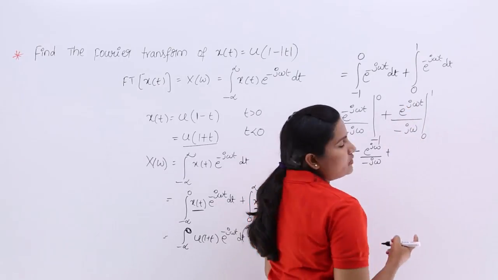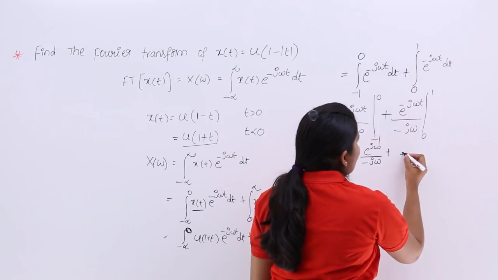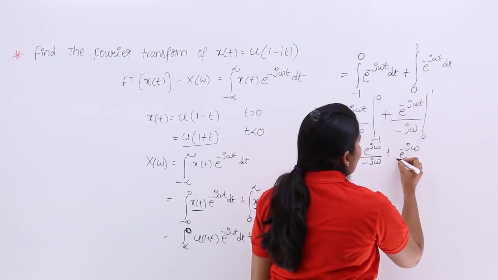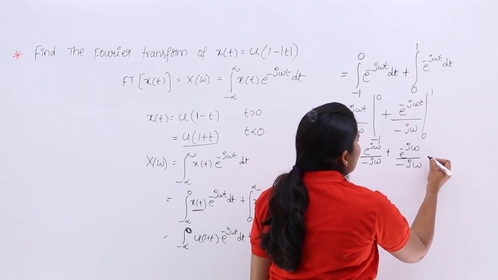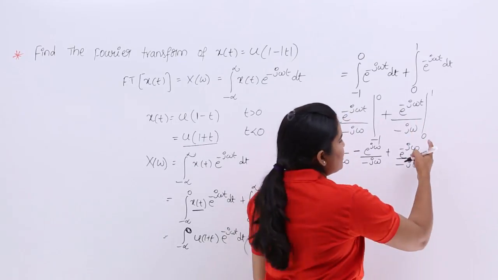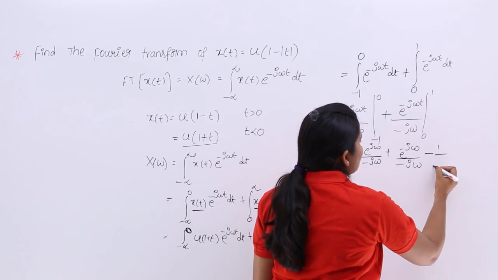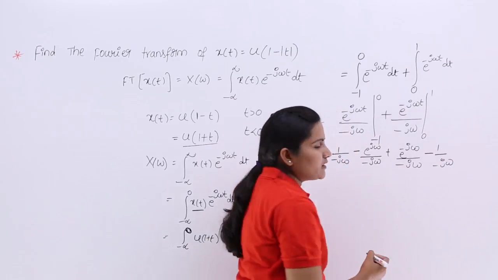Here also I want to apply my upper limit, that is equivalent to 1, that means you will get e power j omega divided by minus j omega, minus, because when you are substituting the lower limit you need to take minus. So, you need to apply your lower limit 0, that means e power 0 is 1. So, you are going to get it like this.